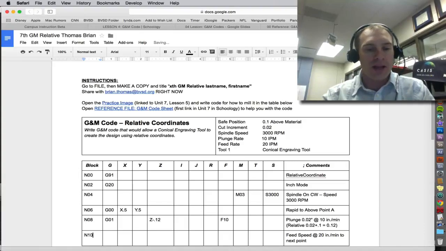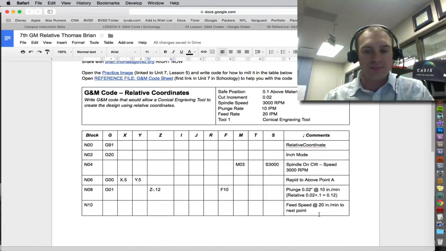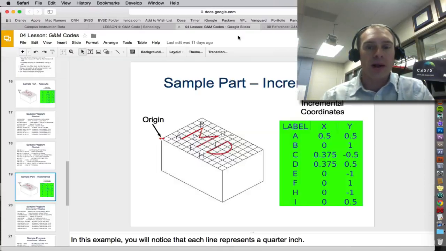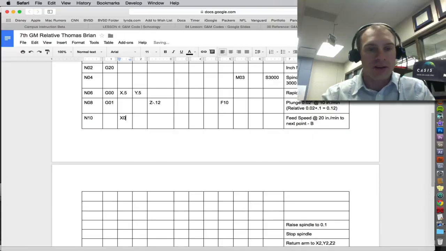And now we go N10, and we're going feed speed to the next point. We don't need to do another G because we have already set G01. But we're going to go to point B, the next point. And point B relative to A is 0, 1. It's not left or right or anything, but it's 1 in the Y direction. So it's X0, Y1.